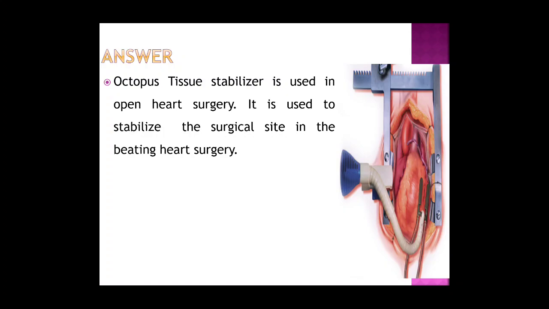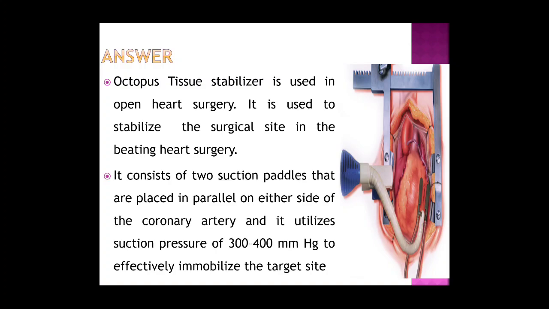It is used to stabilize the surgical site in the beating heart surgery. It consists of two suction paddles that are placed in parallel on either side of the coronary artery. It utilizes a suction pressure of 300 to 400 mm of mercury to effectively immobilize the target site. So the answer is octopus tissue stabilizer.